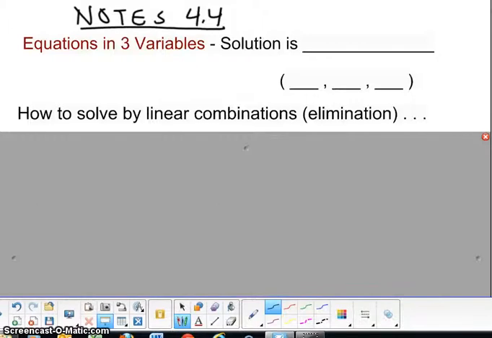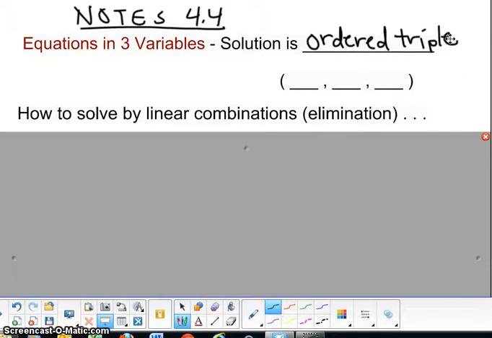Hi, this is Mrs. Slater, and today we're talking about equations in 3 variables. So instead of two answers, we're going to get 3 answers, and the solution is called an ordered triple instead of an ordered pair.